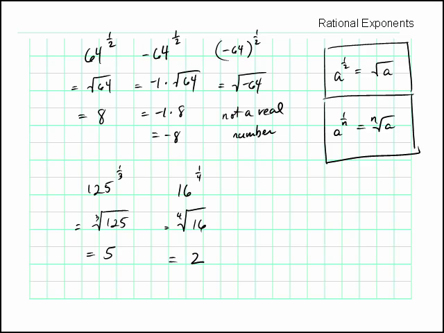And one more here. How about negative 1 to the 1/5 power? That's a 5th root. So that's the 5th root of negative 1, and that would be actually negative 1.